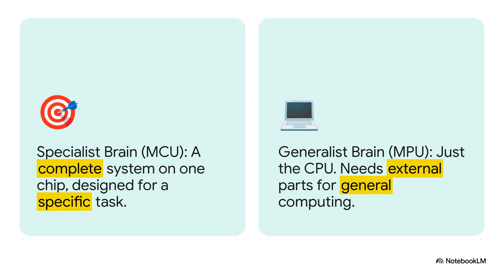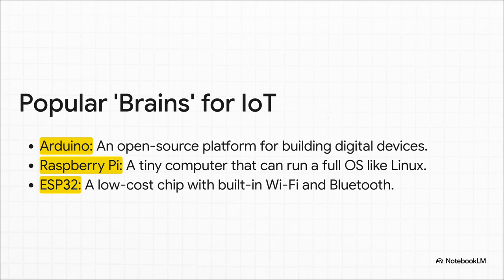That's pretty different from a microprocessor, or MPU, which is more like the general-purpose brain you'd find in your laptop. And this gives you a great idea of the kind of brains that are out there. You've got stuff like Arduino, which is this awesome open source platform that's great for hobbyists and for building prototypes. Then you have the Raspberry Pi, which is a legit tiny computer that can run a full operating system like Linux. And then you have chips like the ESP32. These things are amazing. They're low cost, low power, and they have Wi-Fi and Bluetooth built right in, which makes them absolutely perfect for IoT projects.